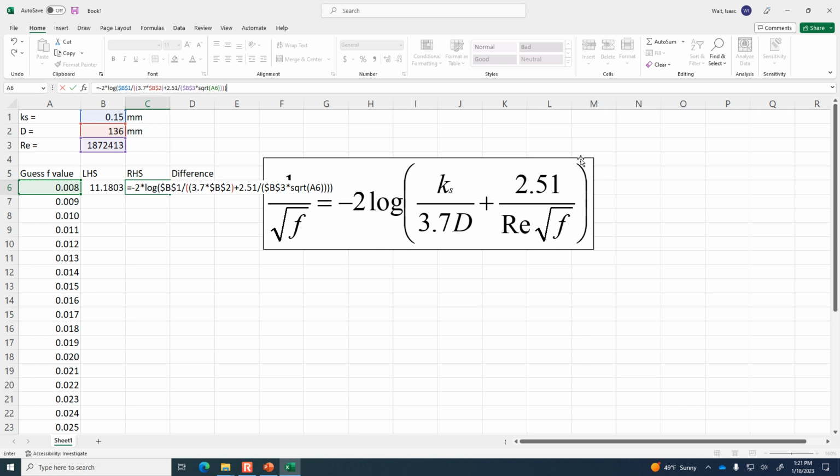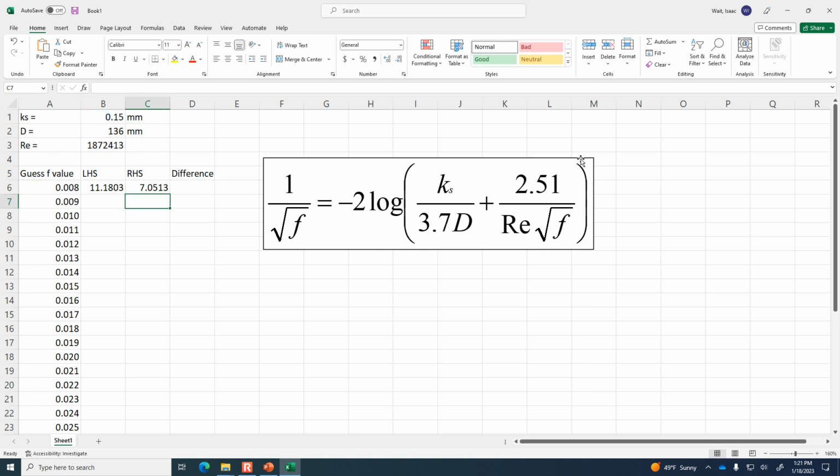I regret that that's not bigger, but hopefully you can see that. And what we get is that the right-hand side of the equation and the left-hand side of the equation aren't the same. So there's a difference there. It doesn't matter if I do left minus right or right minus left. I'll just do left minus the right. What I'm looking for is what f value is going to make the difference equal to 0. And when I know that I've found the f value that makes the difference equal to 0, then that's the f value that applies for this pipe scenario.